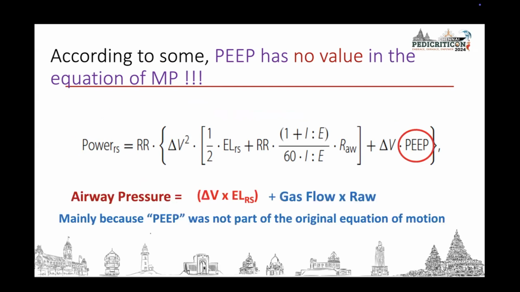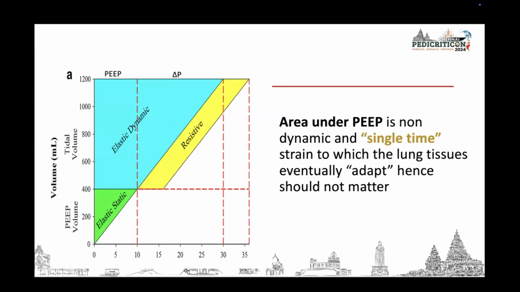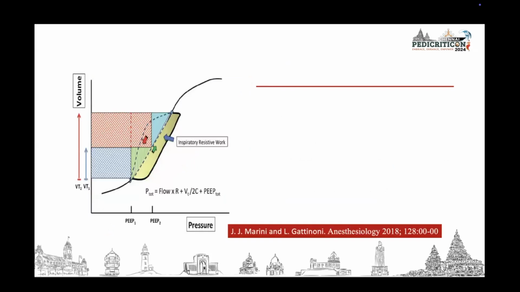However, Amato et al. also had objected to adding PEEP in the equation of mechanical power because according to them, it is a single time strain on the lung, and mechanical power by definition is a mechanical energy multiplied by respiratory rate. And rate means that same mechanical energy has to be applied at a certain rate. And PEEP is not applied at a certain rate. It is a single time event and it is not repeated at every respiratory rate.